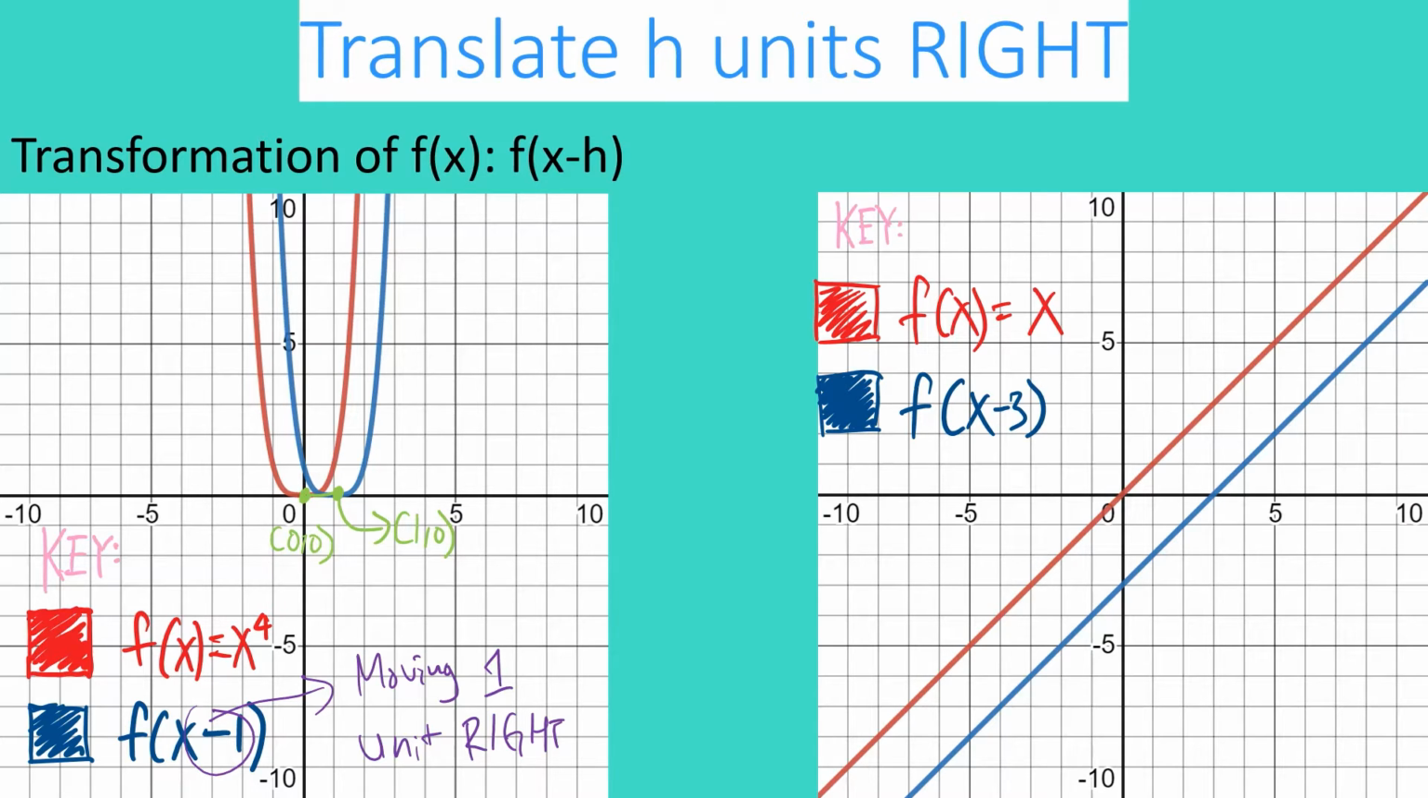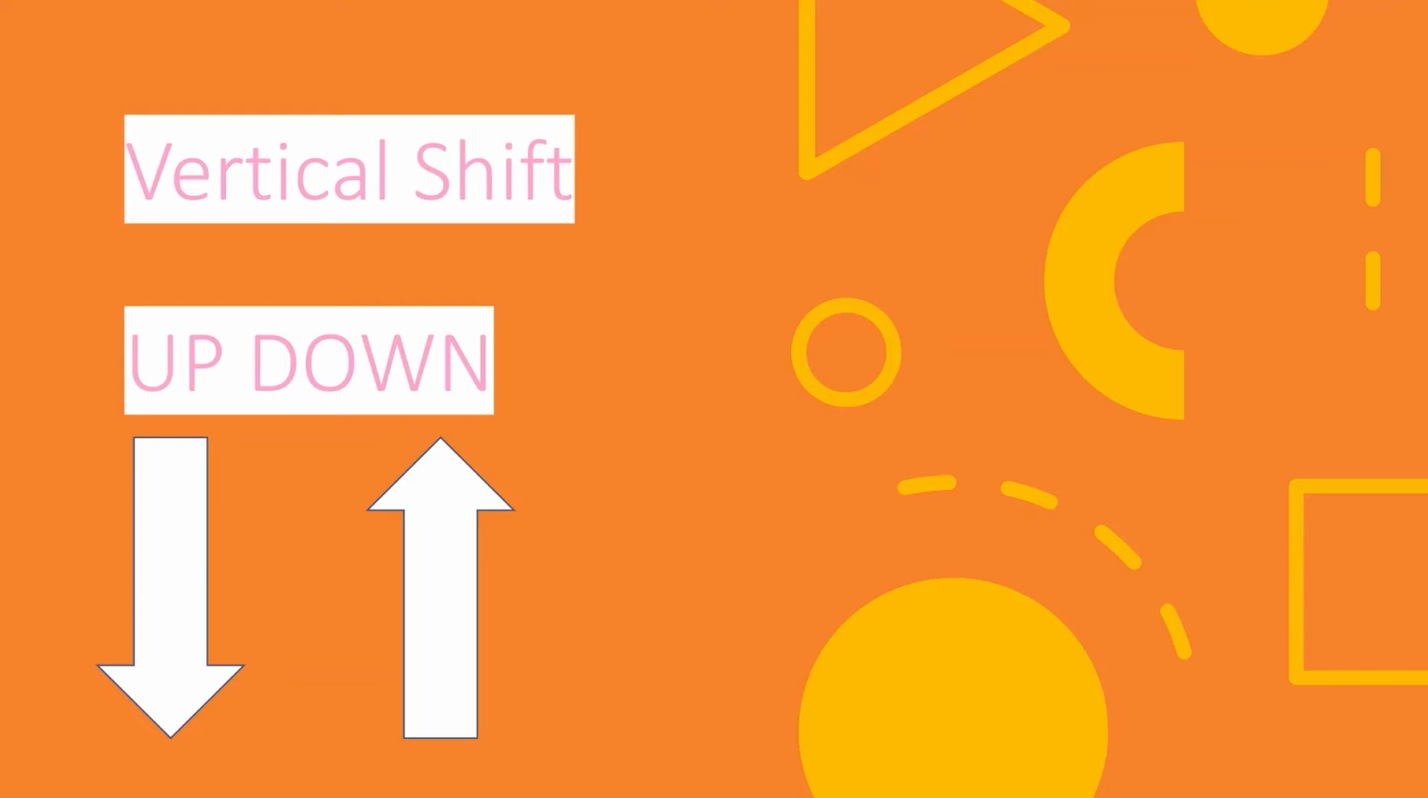Let's look at the second graph. We have f of x equals x and f(x minus 3). This means that we're moving 3 units to the right. So let's look at the origin. Our origin is at 0, 0, and we're moving to the right 3 units. So if I move to the right 3 units, I get to 3, 0, showing that we're translating 3 units right. Now let's talk about vertical shift, which means moving up or down.